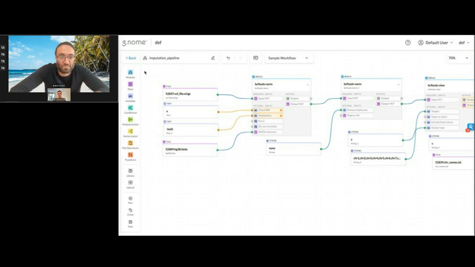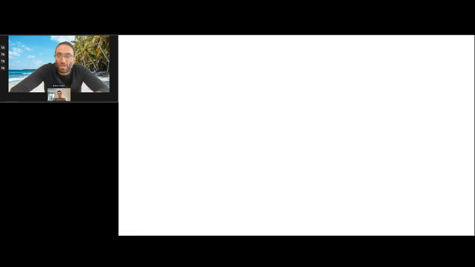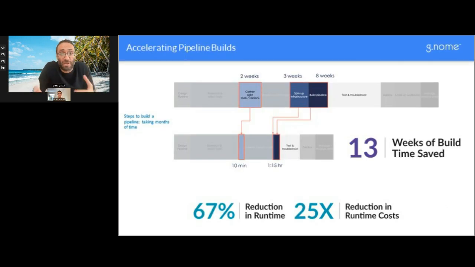Okay. And as you see, I kind of stole a little bit of thunder over here. But typically on these kinds of pipelines, one of the real frustrating things in bioinformatics is it always takes forever to get a pipeline going. You always have to iterate over it. You always have to fix stuff. And typically, you'll see stuff like 2 weeks, 3 weeks, 8 weeks. In total, you're spending like 13 weeks. In total, you're spending weeks to months to build something, right?